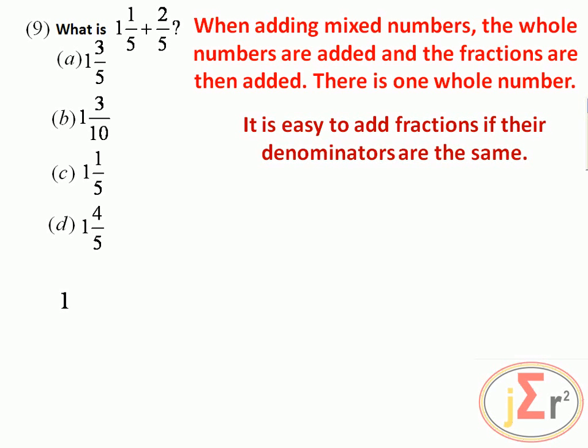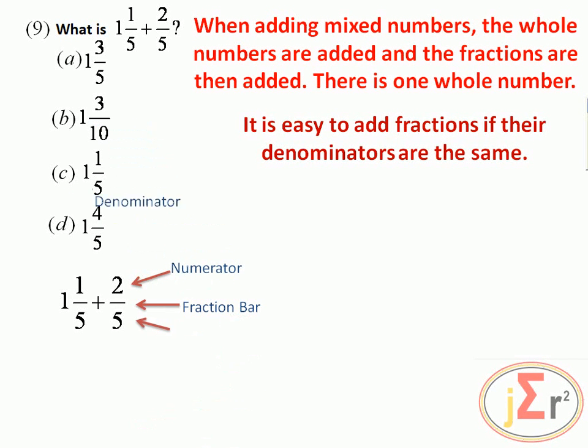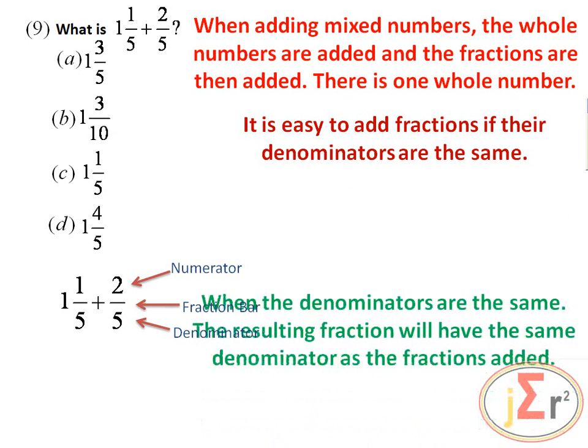So it is easy to add fractions if their denominators are the same. So we have the whole number there, and we may go straight ahead and add those fractions. So we are labeling the fractions, showing the numerator and the denominator. And do not forget the dividing line between the numerator and denominator. Jerry, what is that dividing line called? The fraction bar. Right, it is called the fraction bar.